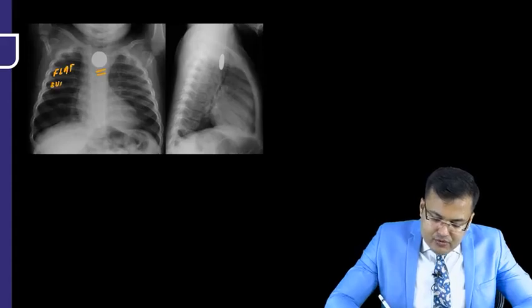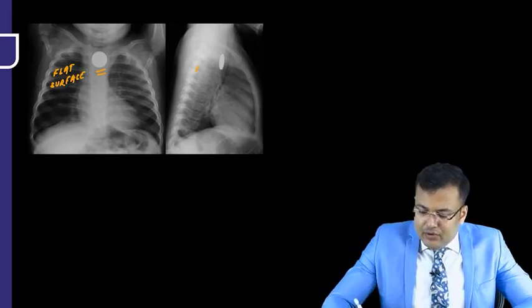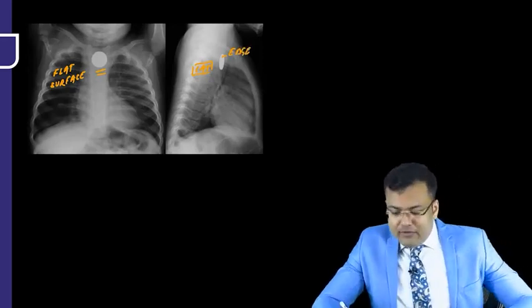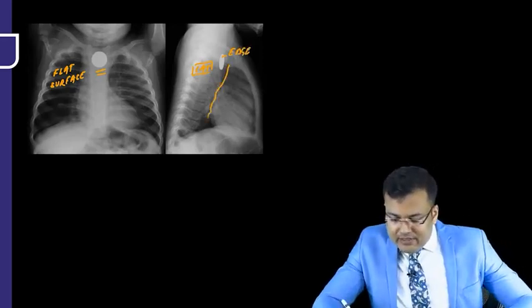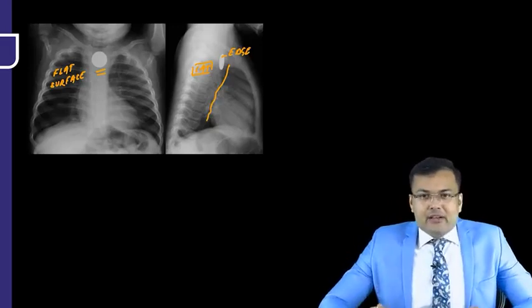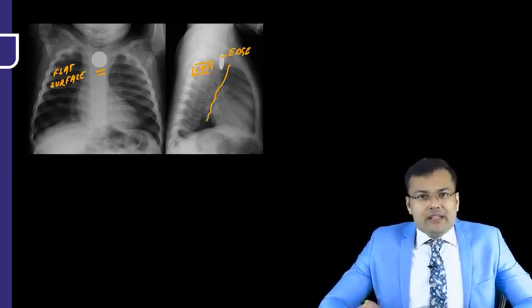So on the PA view, we can see the flat surface. And here you can see this is the lateral view. On the lateral view, what we can see is the edge. Simultaneously, on the lateral view, you can see that this is the trachea which contains the air. It means here, where is the coin? The coin is in the esophagus.